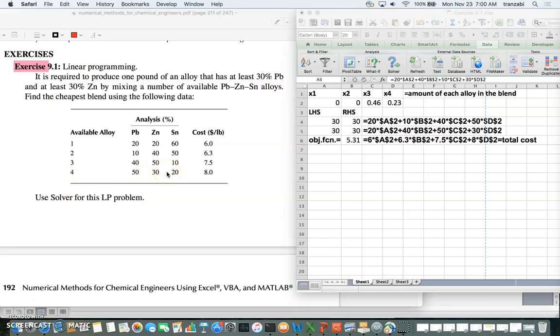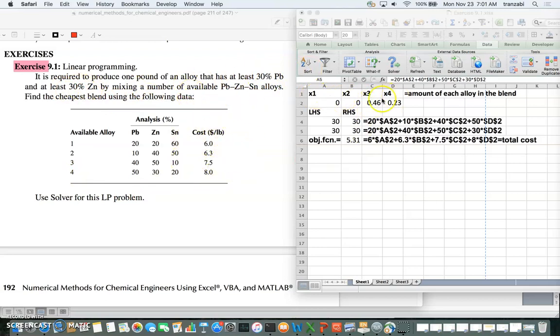We want to find how much of alloy 1, 2, 3, and 4 we should have, basically, to satisfy these two constraints, where we have 30% lead minimum and 30% zinc, by minimizing the cost. Okay, so we're going to see how much we have to produce of alloy 1, 2, 3, and 4, such that we satisfy these two constraints and at the same time lower the cost.